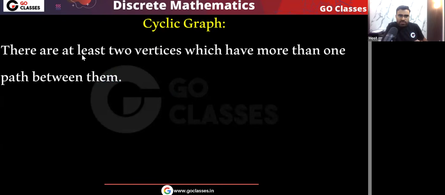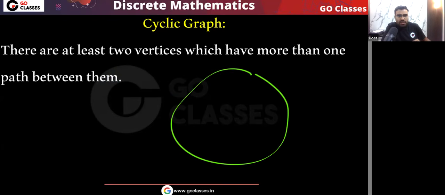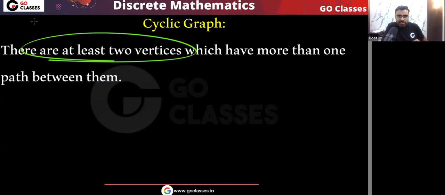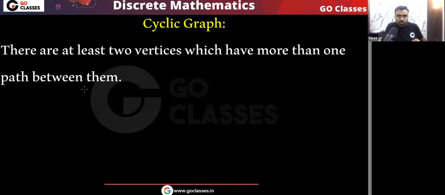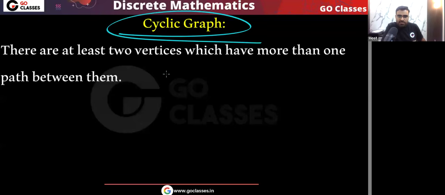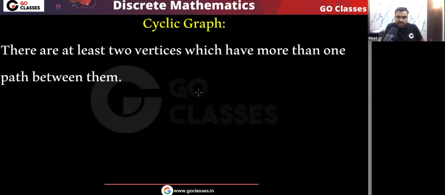Now tell me one thing. In a cyclic graph, there is at least one cycle. Now can I say that there are at least two vertices which have more than one path between them? Just think about it. In a cyclic graph, there is a cycle, that you already know. This type of cycle will be there.